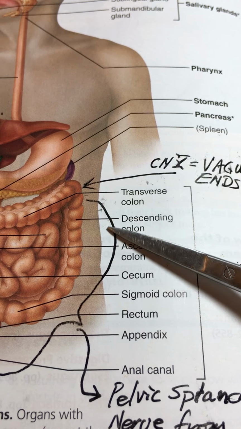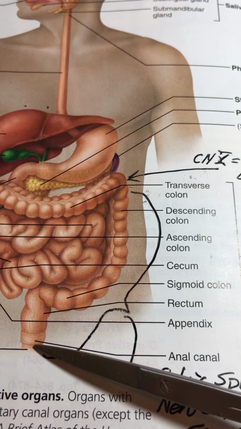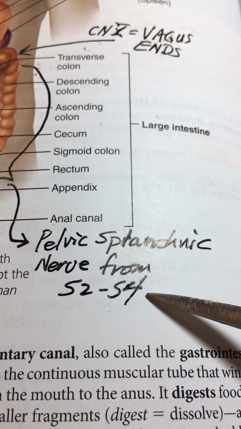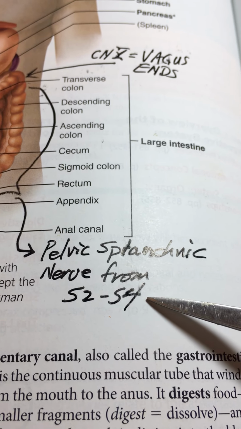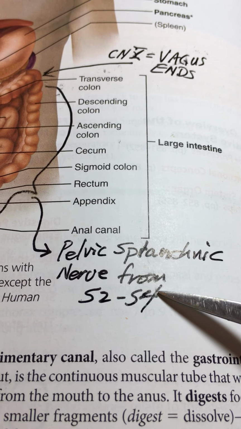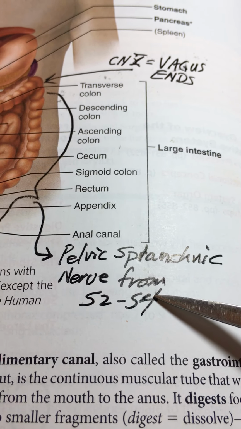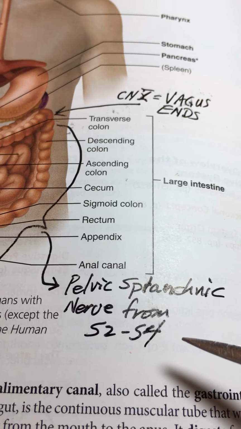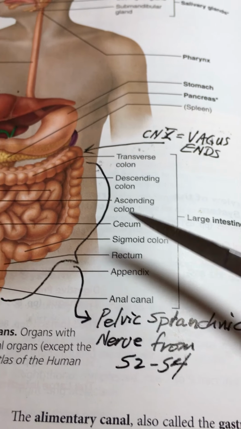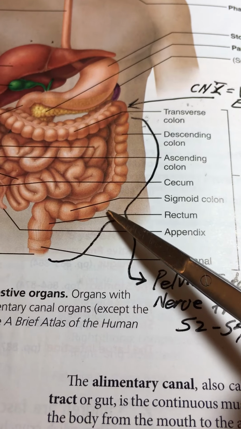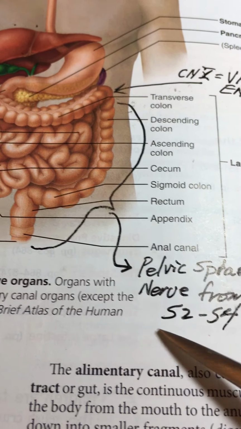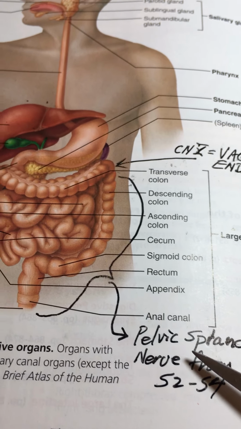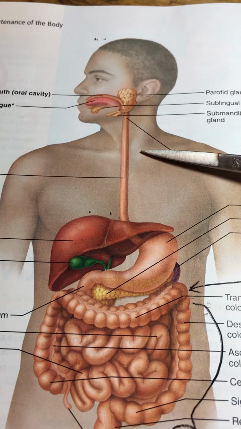From here, the rest of the intestinal passage is innervated by the pelvic splanchnic nerve, arising from S2 to S4. And you recall that the autonomic nervous system portion, called parasympathetic, has a cranial outflow here and a sacral outflow here, craniosacral outflow. Okay, so the descending colon, the sigmoid colon, and the rectum and anus are innervated by the pelvic splanchnic nerve.